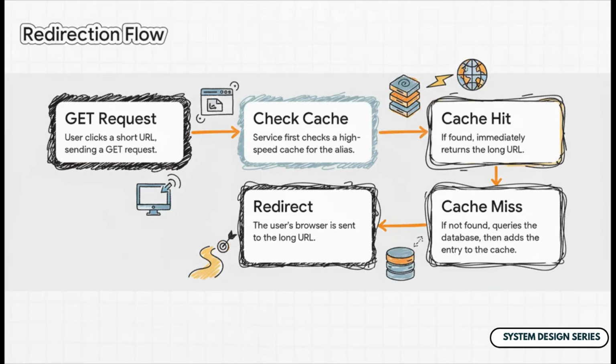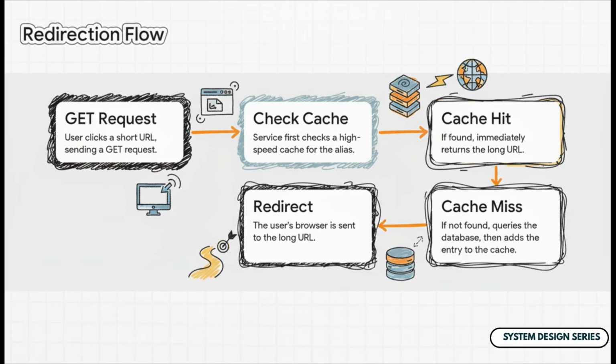Okay, so you click a link, speed is everything. The first place our system checks is not the main database. Nope, that's way too slow. It checks a super fast in-memory cache. If the link is in the cache, we call that a cache hit. We can redirect you instantly. If it's not there, a cache miss, okay, fine, we'll go to the database.